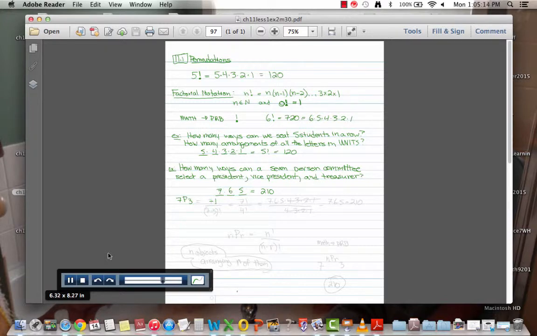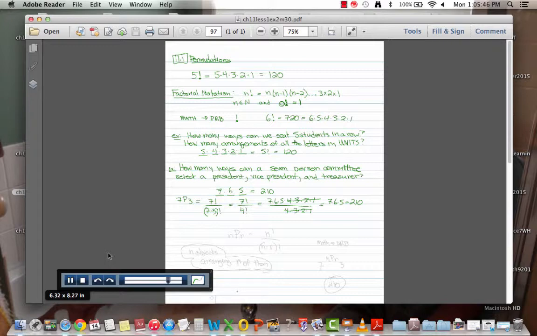Your calculator will do this again under that same math PRB menu. You'll find the nPr notation. What it actually does is 7 factorial over 7 minus 3 factorial. So 7 factorial over 4 factorial, which is 7 times 6 times 5 times 4 times 3 times 2 times 1, divided by 4 times 3 times 2 times 1. Now, lots of that cancels out. You end up with just 7 times 6 times 5, which is 210, which is the answer to this question.